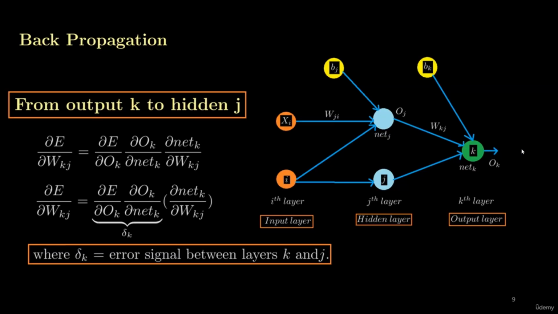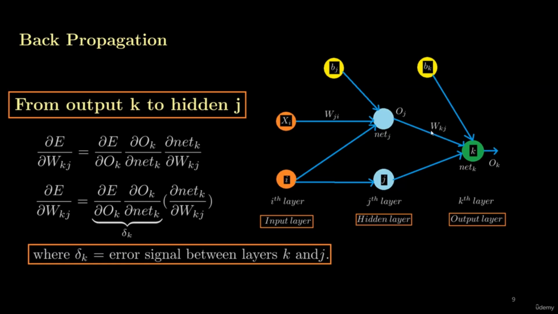So we will start from error. From error, we will reach OK. Then from OK, we will reach net K. And from net K, we will reach WKJ. So we have three steps, starting from the error, to reach WKJ.